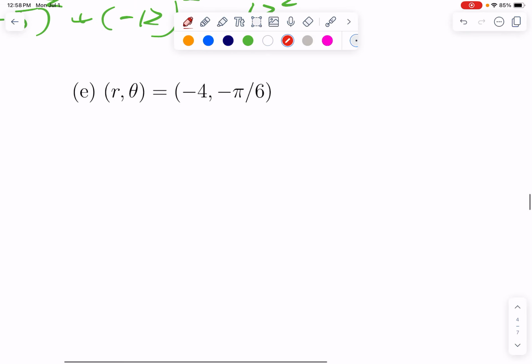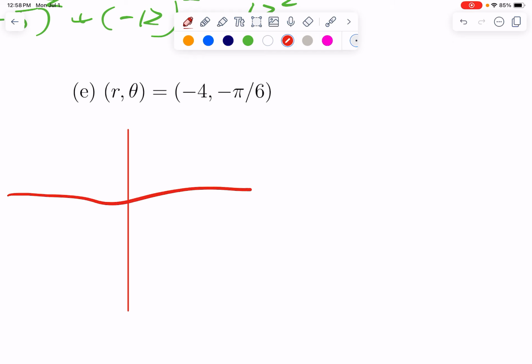Okay, here r equals negative 4. So remember, that means we're going to go backwards. And theta equals negative pi over 6. So the negative pi over 6 direction is like negative 30 degrees. It's like so.